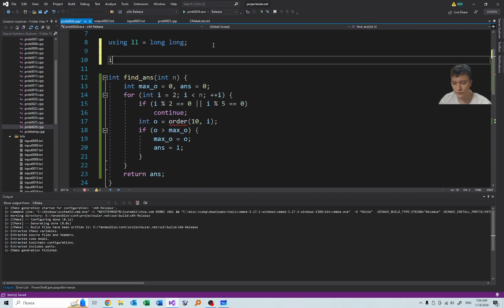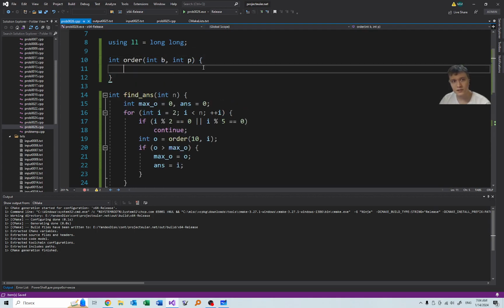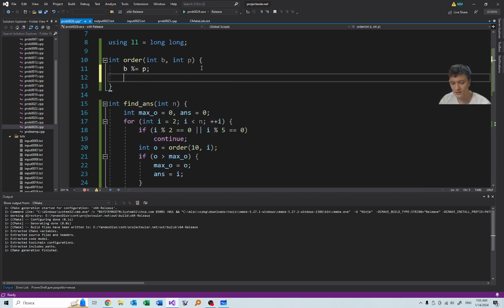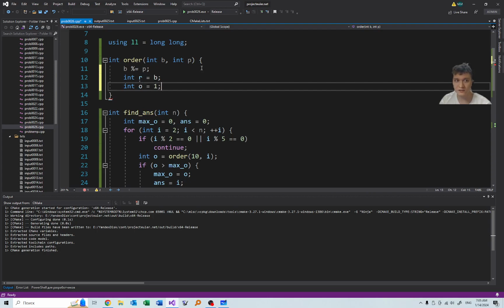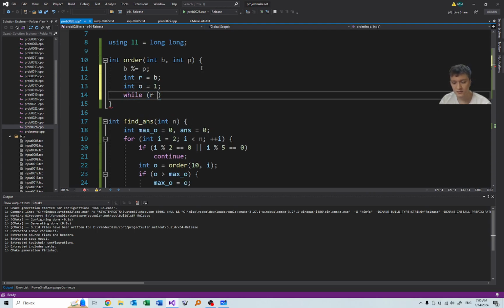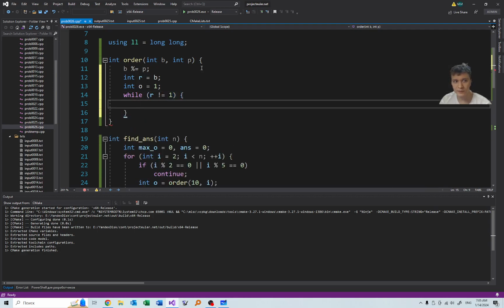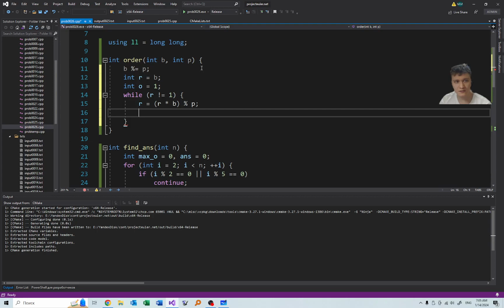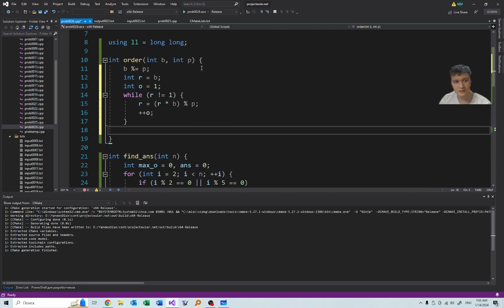Let's write the function order. To do that, first of all, we take b %= p, and initialize the residue, current residue, r, as b, and current order o as 1. While r is not 1, you do the following. You replace r with r times b modulo p and increment o. And in the end, you return o.